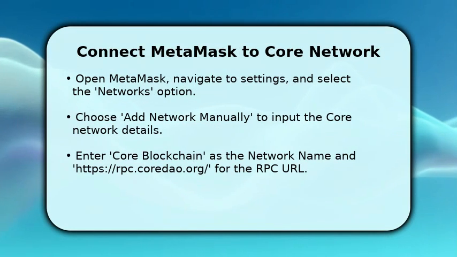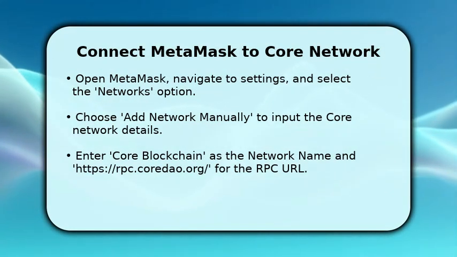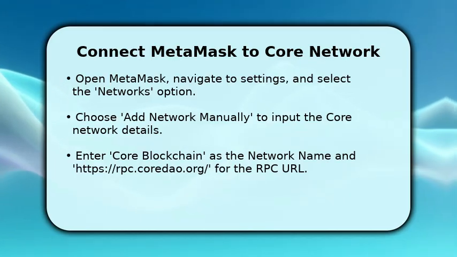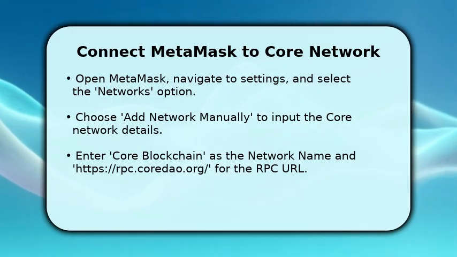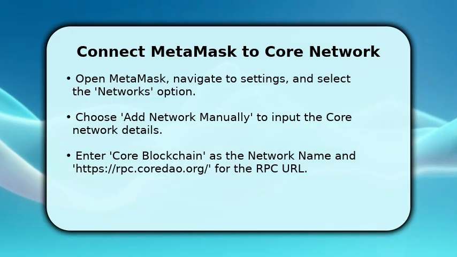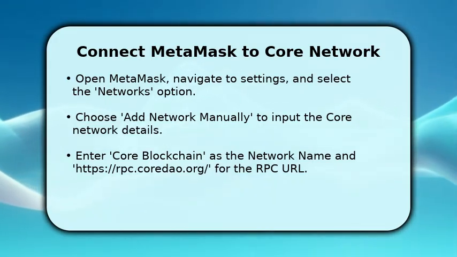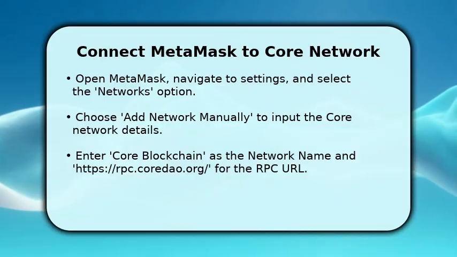To begin, open your MetaMask wallet and access the Settings menu, then select Networks. Choose the Add Network Manually option. For the network name, enter Core Blockchain. The new RPC URL should be https://rpc core.edu.org/. Input 1116 for the chain ID and Core as the currency symbol.